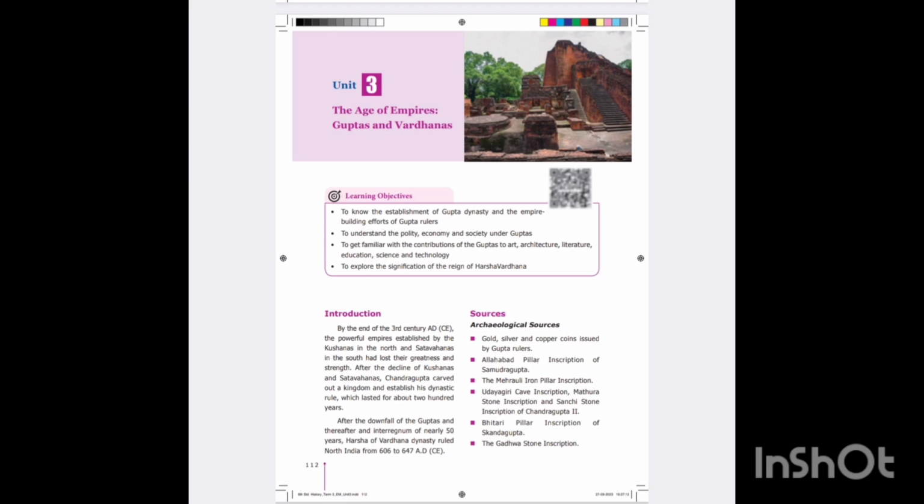Slavery. Slavery was not institutionalized in India, as in the West, but there are references to the existence of various categories of slaves during the Gupta age.